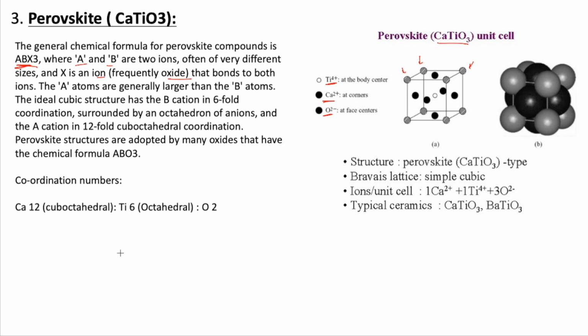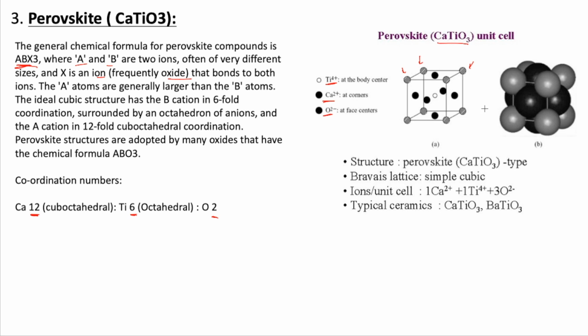The coordination number is such that calcium has a coordination number of 12, titanium has a coordination number of 6, whereas oxygen has a coordination number of 2. So you should know the coordination number of each element in a particular perovskite. The definition you can read about over here.